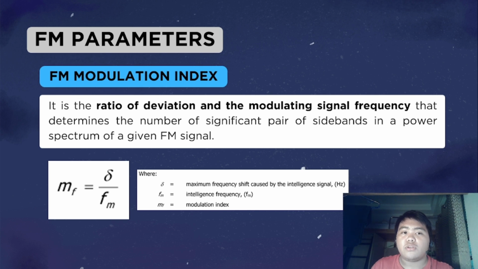The second parameter that we need to consider is the FM modulation index. It is the ratio of deviation and the modulating signal frequency that determines the number of significant pairs of sidebands in a power spectrum of a given FM signal. So let's say we have a frequency modulation that has a modulation index of 4, then we expect in terms of its frequency domain that the FM signal has 4 pairs of significant sidebands, where 4 sidebands are for the lower part and another 4 sidebands for the upper part. The FM modulation index can be expressed as this equation, where the frequency deviation is divided by the modulating signal frequency.